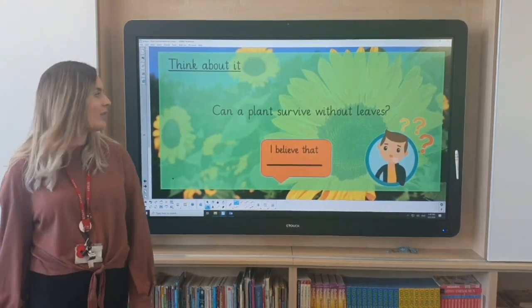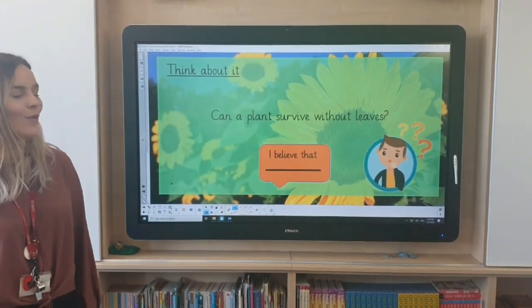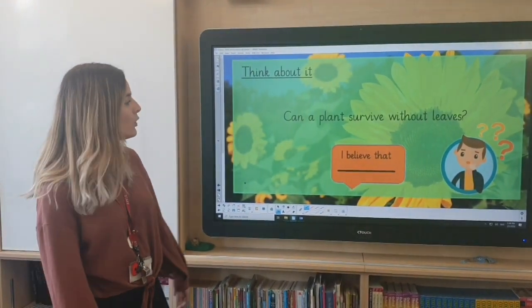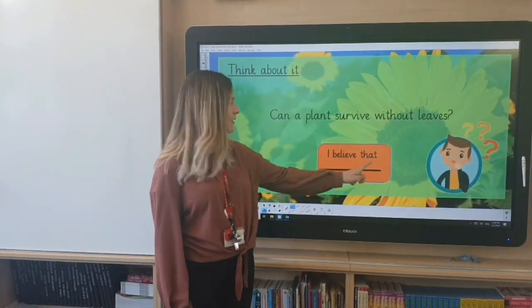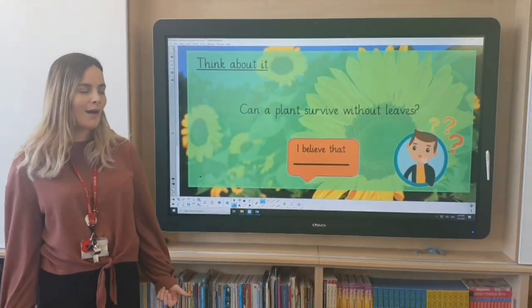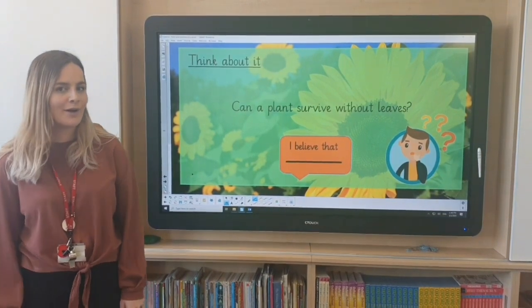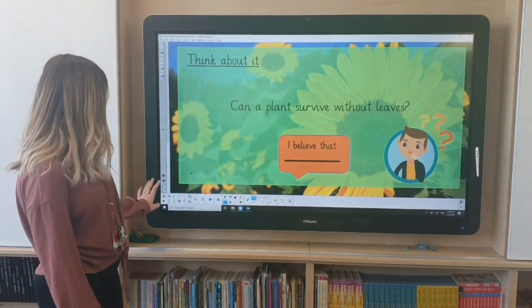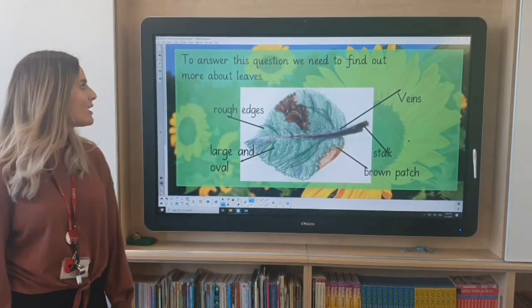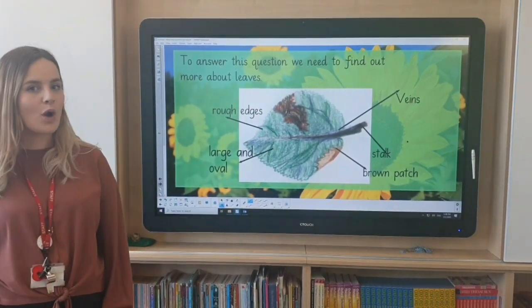So do you think plants can survive without leaves? Have a think. If there is someone else in your house, start your sentence off with I believe that. I believe that they can or they can't. And then see if you can explain your answer. To answer this question, we need to find out a little bit more about leaves.